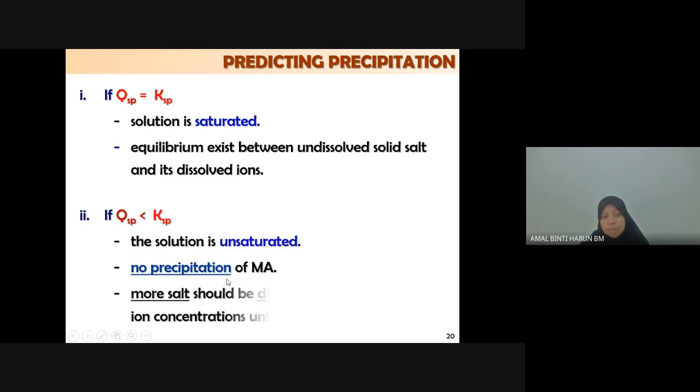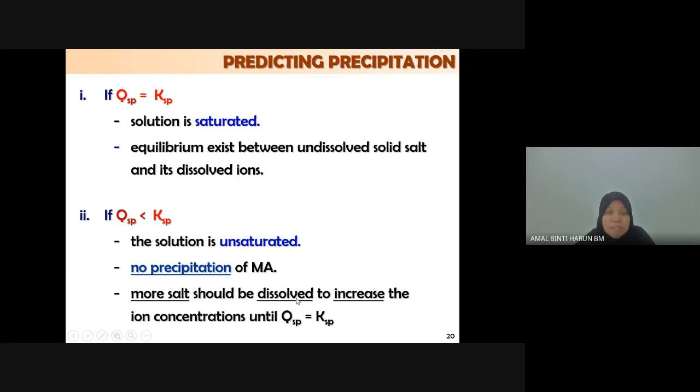Macam mana kita nak tahu precipitate ada? Precipitate ni solid. Maksudnya dia akan shift to the left. Baru ada precipitate. So apa maksud QSP less than KSP? So dia pergi ke kanan. Apabila dia pergi ke kanan, di sebelah kanan banyak ion.